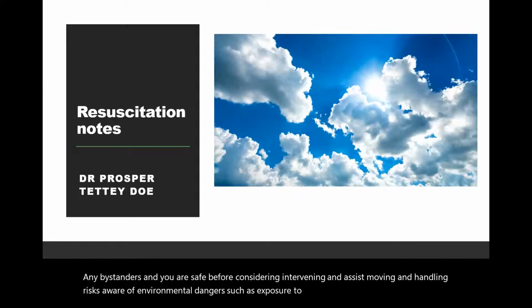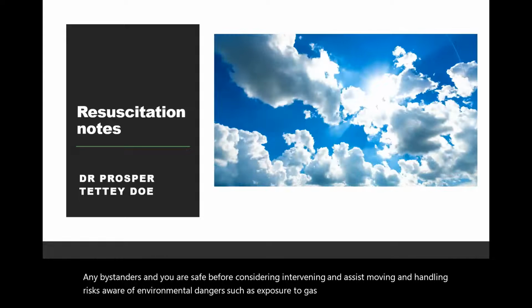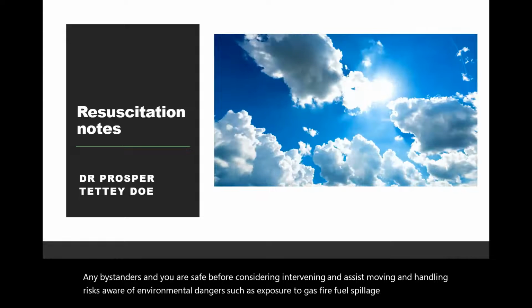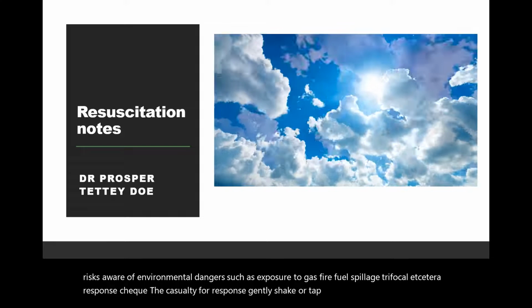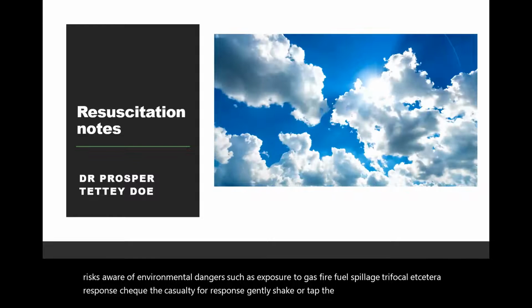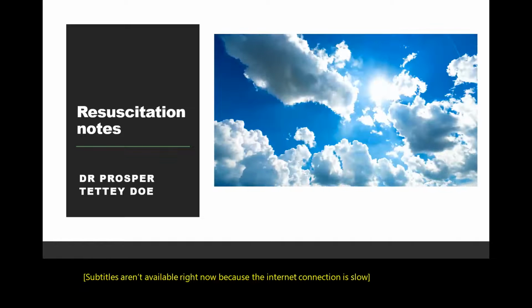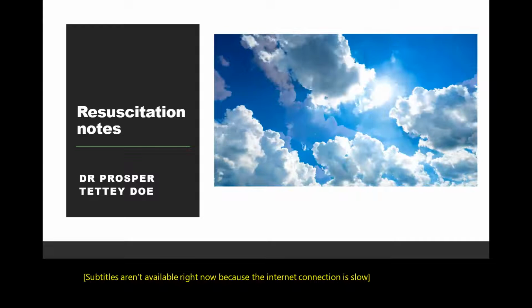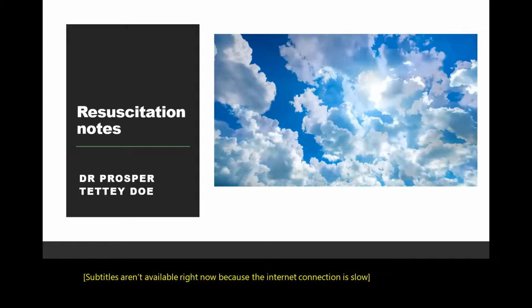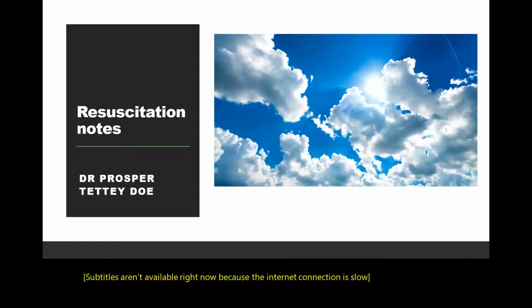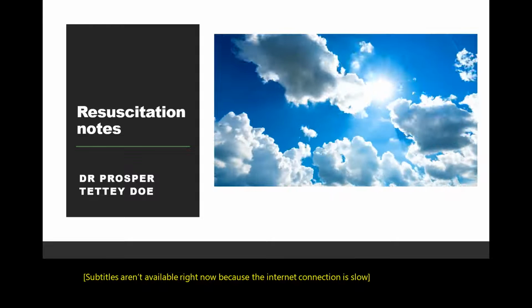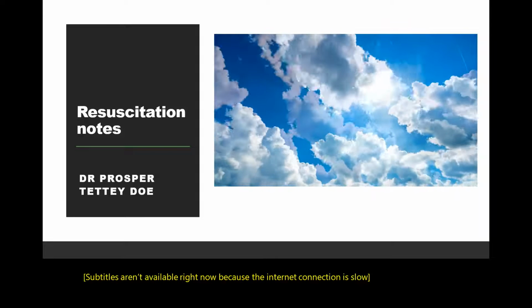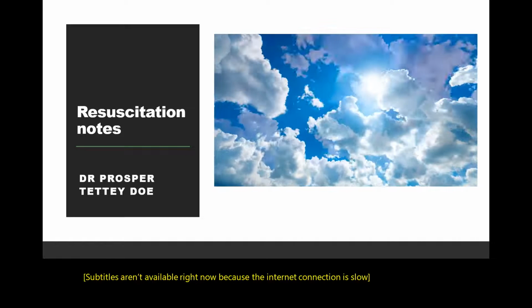Response. Check the casualty for response. Gently shake or tap the casualty's shoulders and ask, "Are you all right? Can you hear me?" Should the casualty respond, leave them in the position you found them in and try to find out what happened. Call for help and reassess regularly. In the case of the casualty not responding to verbal or physical stimuli, shout for help immediately, but do not leave the casualty unattended.